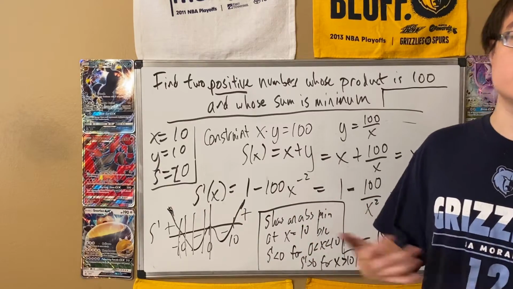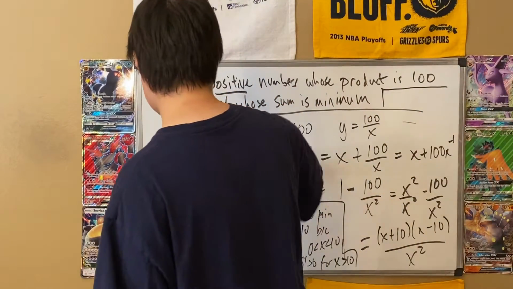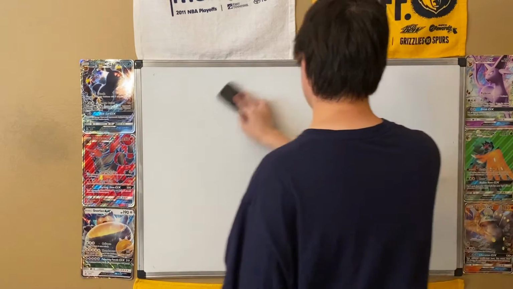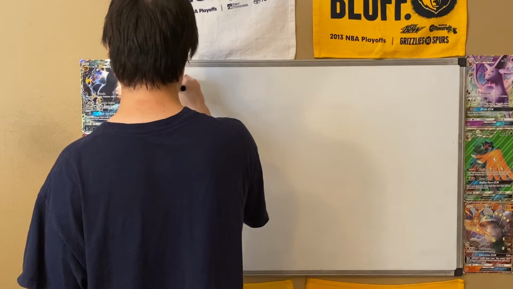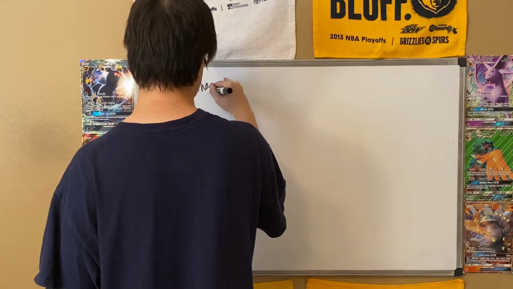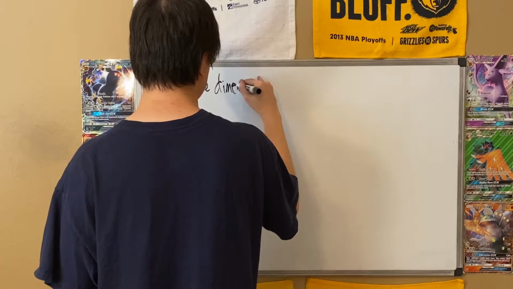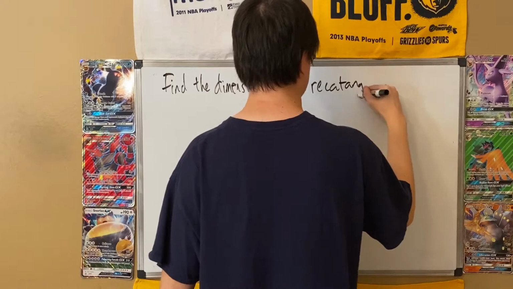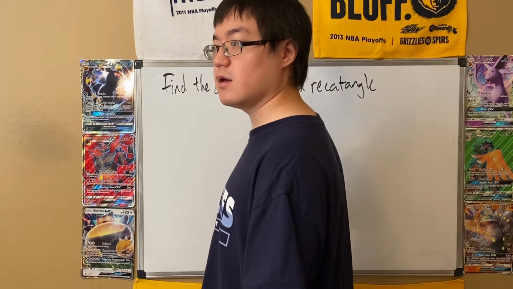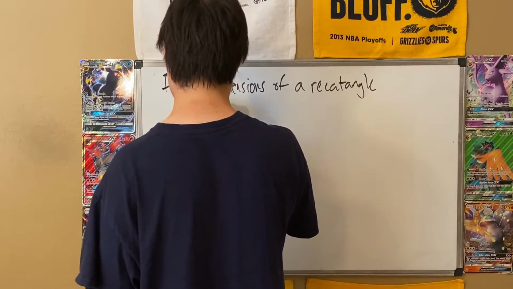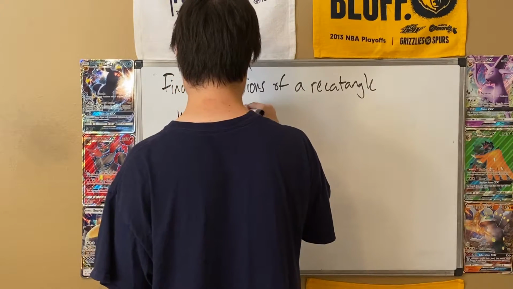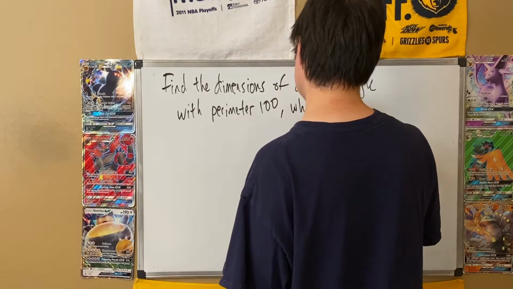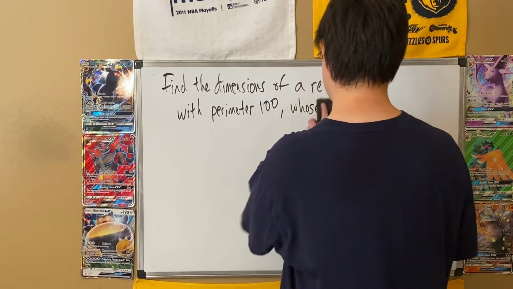Let's do questions that involve geometry. So let me erase this. What we're going to do is find the dimensions of a rectangle, because we want to do geometry, with perimeter 100, just like normal, whose area is as big as possible. If I can spell the word area.